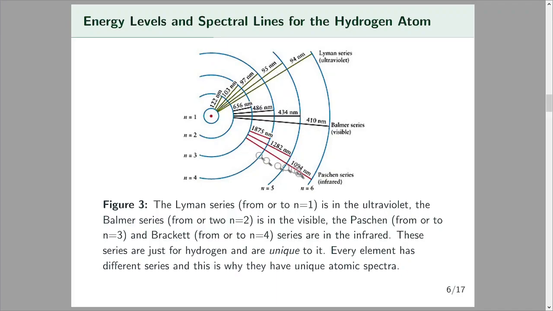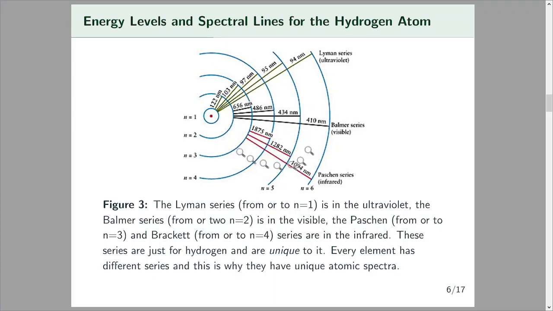Similarly, for the n equals 3, the Paschen series, you can see that all of these guys are longer wavelengths than all the rest of them. These are lower energy photons. All of these guys are in the infrared. The ones going into the n equals 4 level are called the Brackett series, and those guys are lower energy still, but still in the infrared, because the infrared is such a wide energy range, wavelength range.